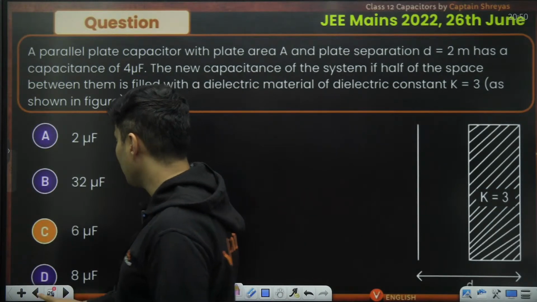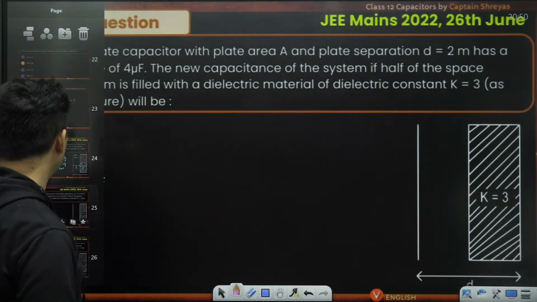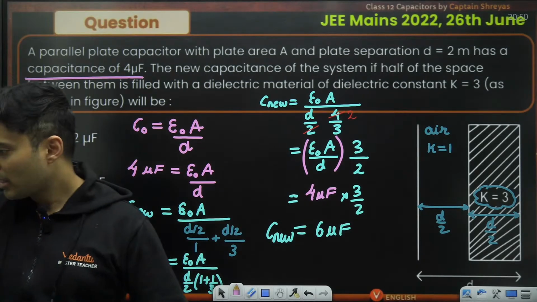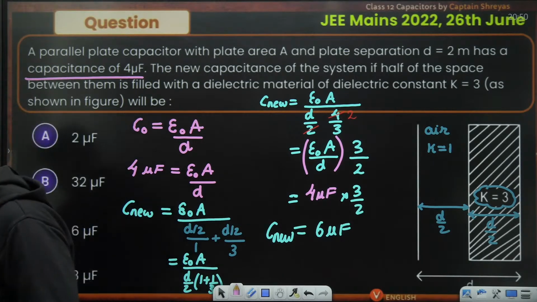Yeah, option number C. Is this absolutely clear, everybody? This is how you solve the previous year JEE Mains question on partially filled dielectric.